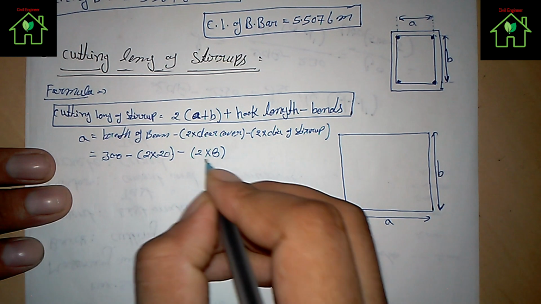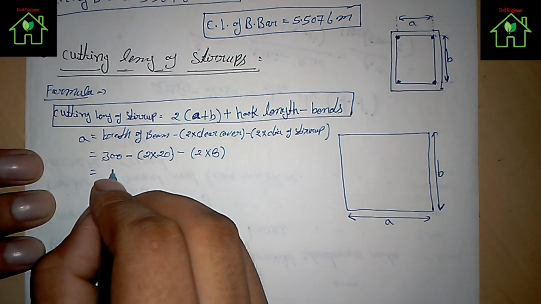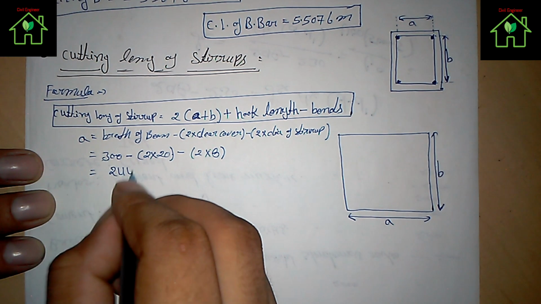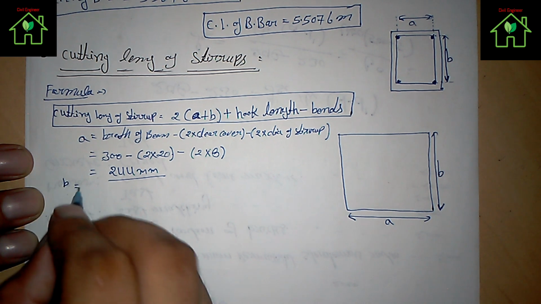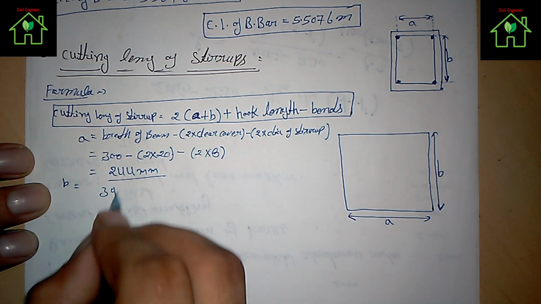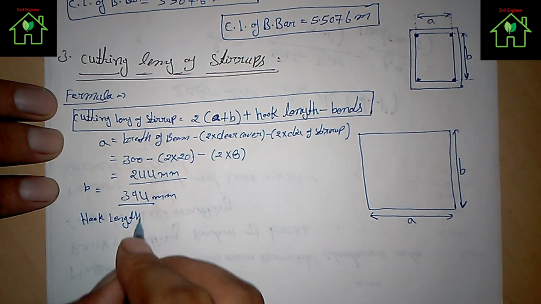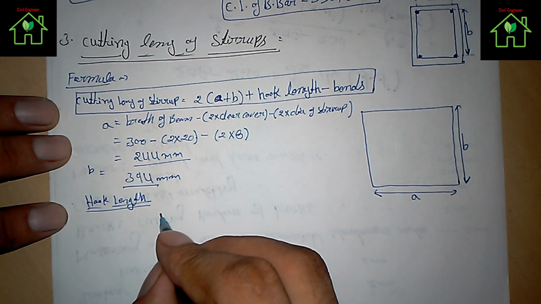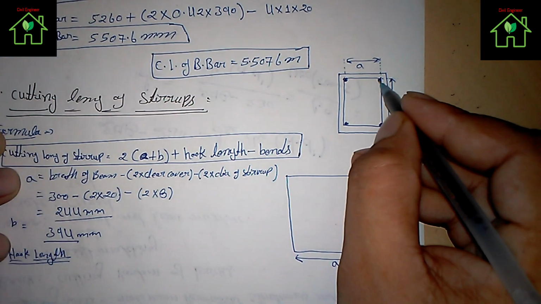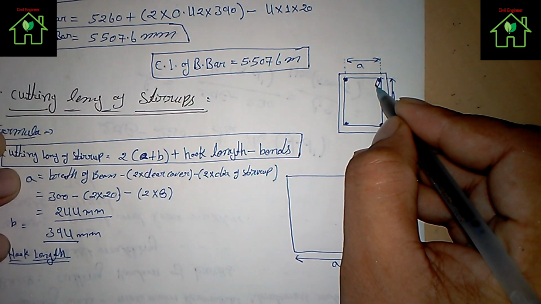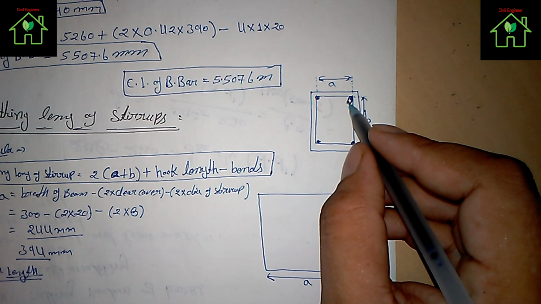8 mm. After calculation, we have got this value 244 mm. Similarly, B is equal to 394. What is the hook length? For 135 degree, what is the hook? This is the hook. We are providing the hook as 135 degree.